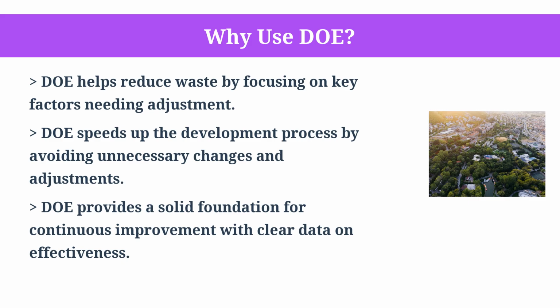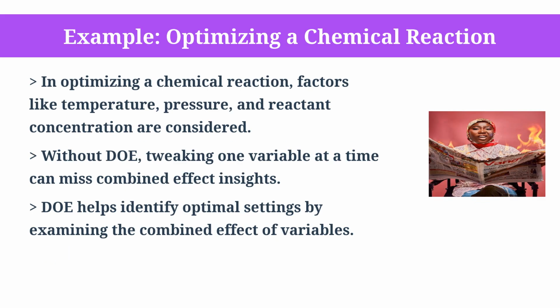Let's take an example. Imagine you're optimizing a chemical reaction in your lab. You might have factors like temperature, pressure, concentration of reactants. Without DOE, you could spend weeks tweaking one variable at a time but miss out on discovering how these variables work together. With DOE, you can run experiments to see the combined effect and identify which settings give you the best results.